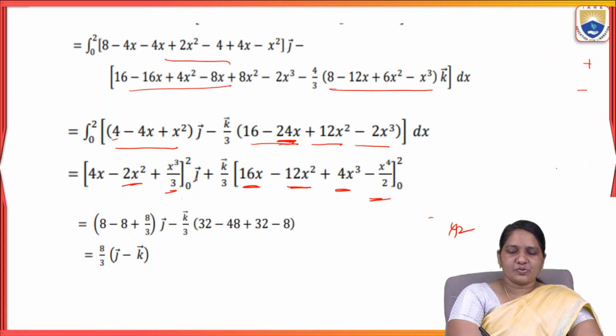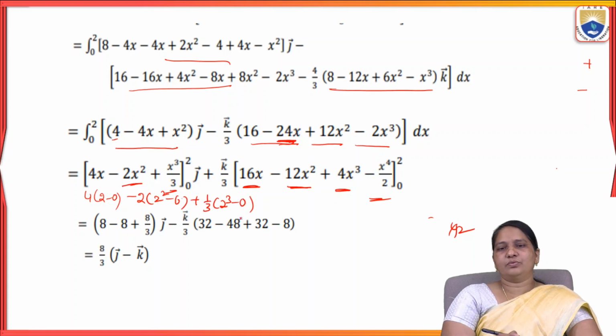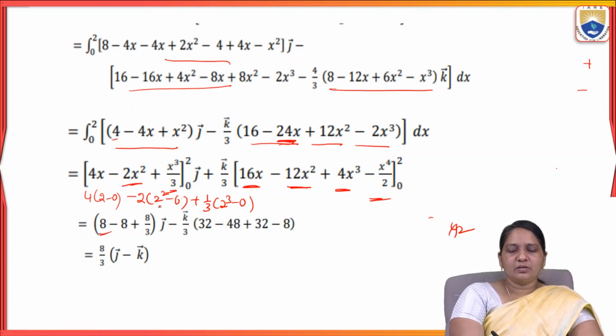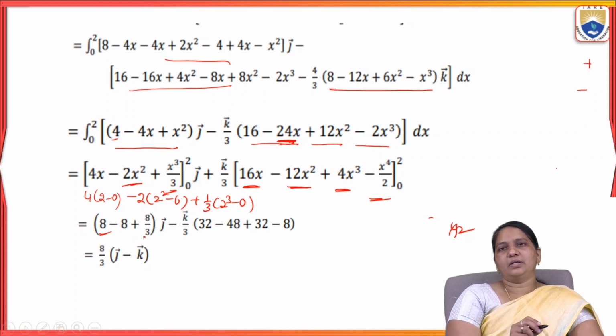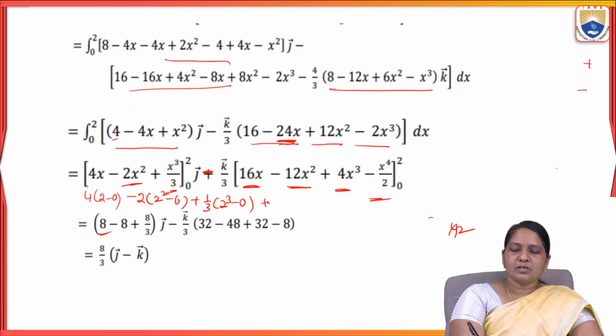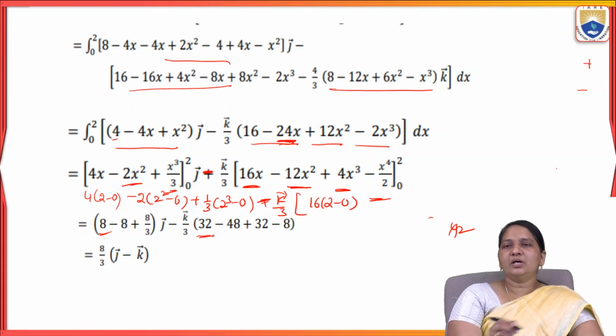Now we are going to substitute the limits. So 4 into 2 minus 0, minus 2 into 2 square minus 0, plus 1 by 3 into 2 cube minus 0. So 4 2s are 8. Here 2 square, so 4 2s are 8. Next here 8 by 3. So this is the first value. Next, coming here, minus 1 by 3 into 16 into 2 minus 0, so that is 32.